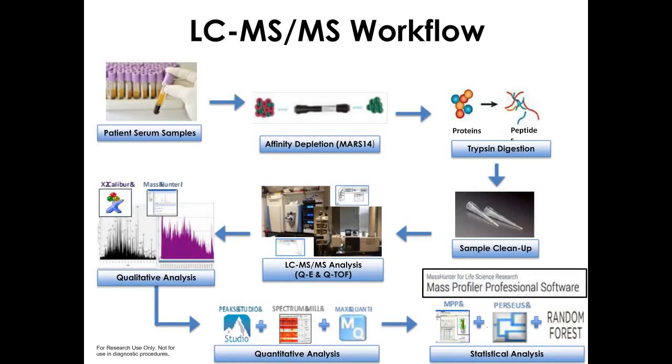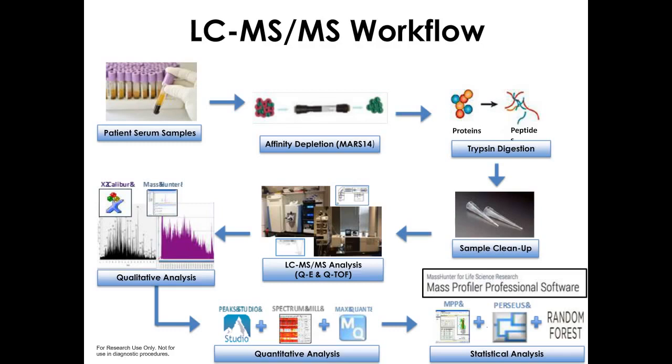And in this proteomics discovery workflow, we took the serum samples, depleted them of abundant proteins, digested the proteins with trypsin, cleaned them up, put them onto mass spectrometers, in this case Q-Exactive and Q-TOF mass spectrometers, and undertook qualitative and quantitative analysis, and then used a series of statistical tools in a range of software available to identify proteins that would potentially discriminate between organ-confined and non-organ-confined disease.